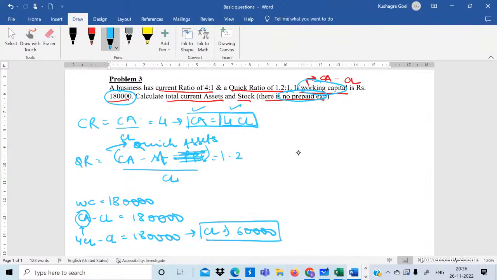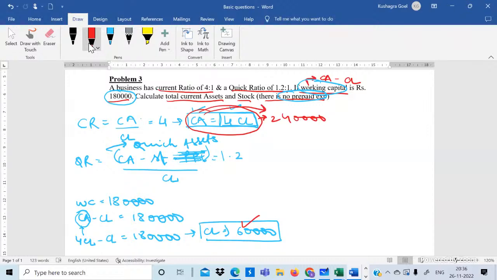Any doubt with the current liability of 60,000? Yep. Any questions still here? Current liability of 60,000. Now, if your current liability is 60,000 and your current assets are 4 times the current liability, how much is your current asset? It will be 60,000 into 4, which is 2,40,000. So current asset becomes 2,40,000.